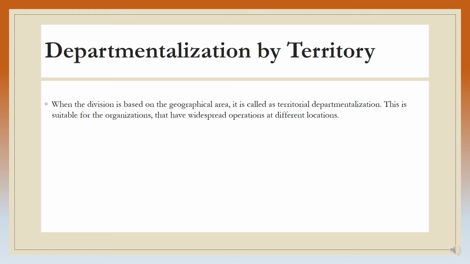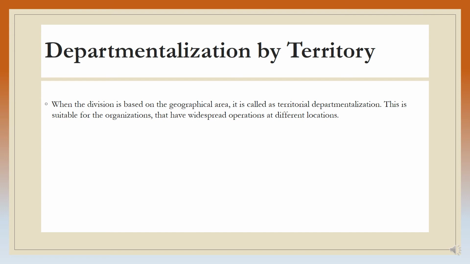Now, when the departmentalization is based on the geographical area, it is territorial departmentalization. Now, this is suitable for organizations that have widespread operations at different locations. So, if an organization's customers are geographically dispersed, it can group divisions based on territory. Now, for example, let's say a multinational corporation having operations across the globe could create regional divisions which could be further divided into country wise units of operations, right?